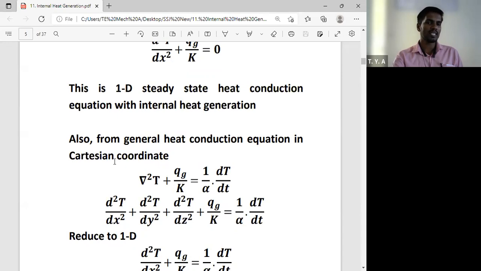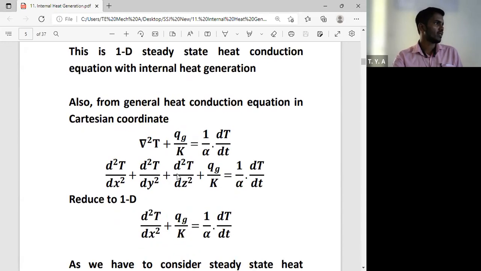Also from general heat conduction equation in Cartesian coordinate system. आठवतंय का बघा, आपण असं इक्वेशन लिहिलं, del square t plus qg by k is equal to 1 upon alpha dt by dt. ओके, आणि हे वेक्टर फॉर्म मध्ये आहे. हे जर एक्स वाय झेड च्या कोऑर्डिनेट सिस्टीमच्या फॉर्म मध्ये लिहायचं झालं तर काय येणार आहे? d square t upon dx square plus d square t upon dy square plus d square t upon dz square plus qg by k is equal to 1 upon alpha dt by dt is equal to 0. Okay, so in this equation we have to consider one dimensional heat flow, means what? y आणि z काय होणार आहे? 0 होणार आहे.